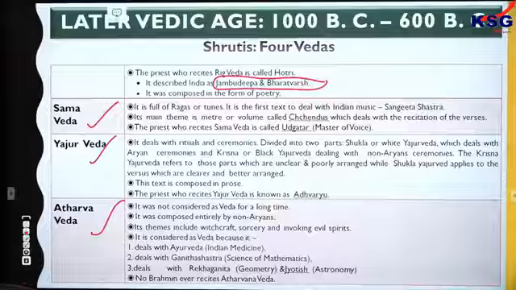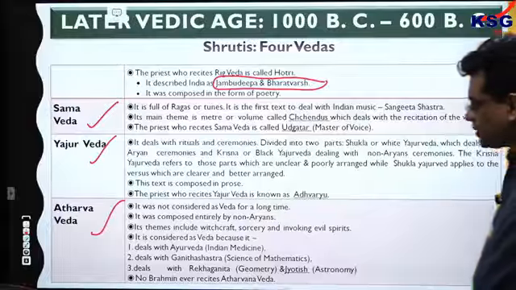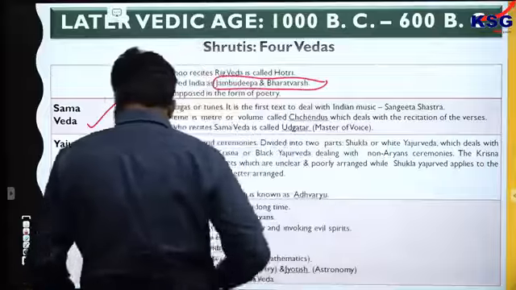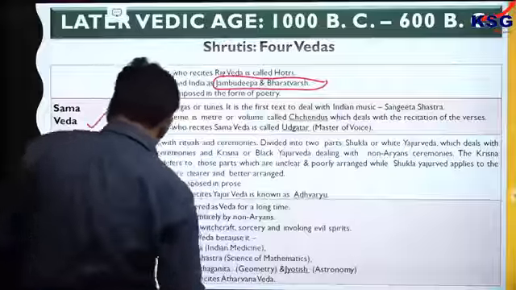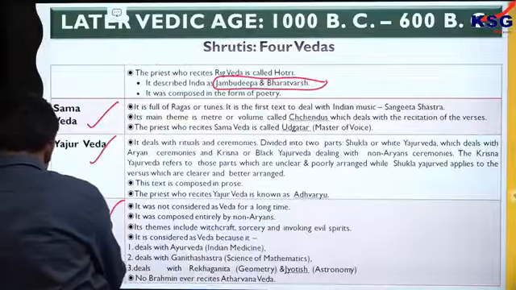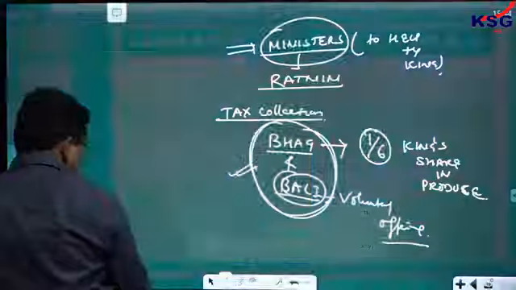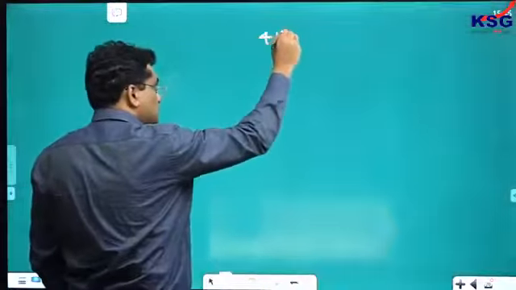So out of the four Vedas, Rig Veda, Samveda, Yajurveda, Atharveda, these are the facts. I will give this PPT to you to read for further reading, but for simple understanding, these are the four Vedas.